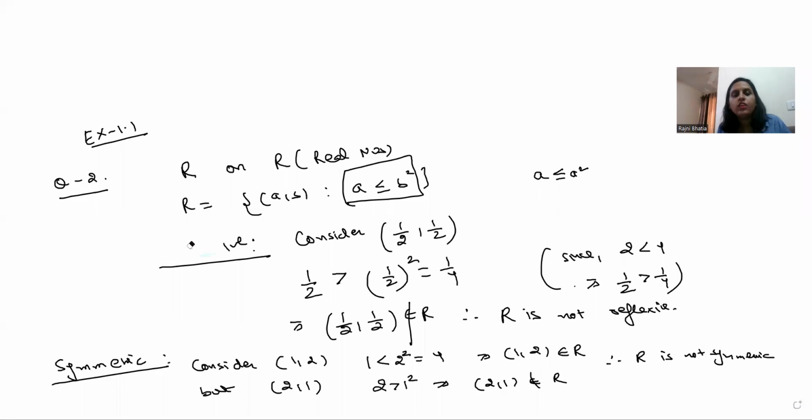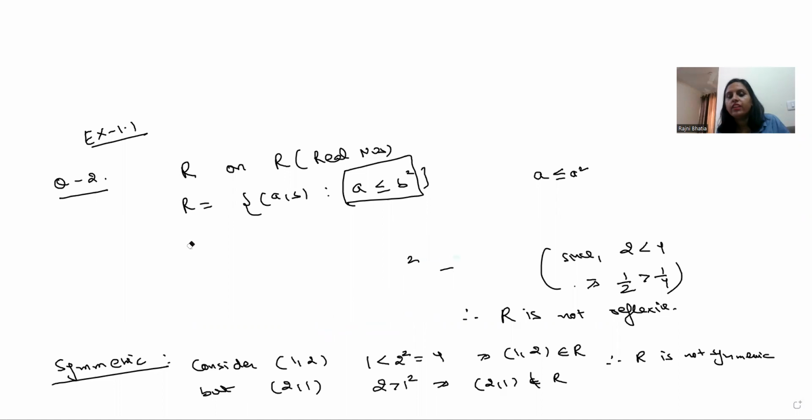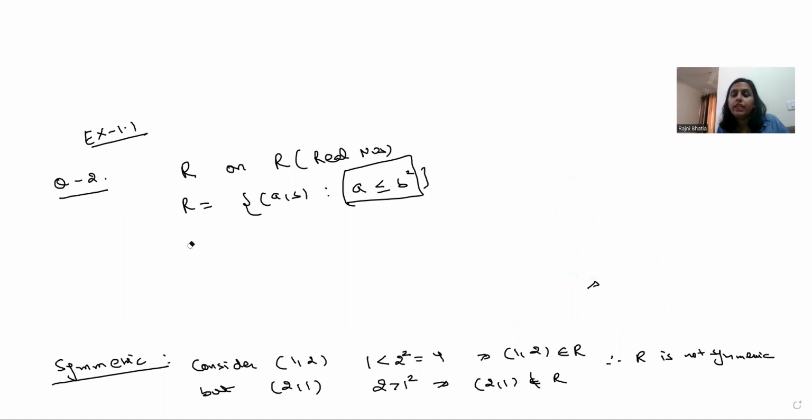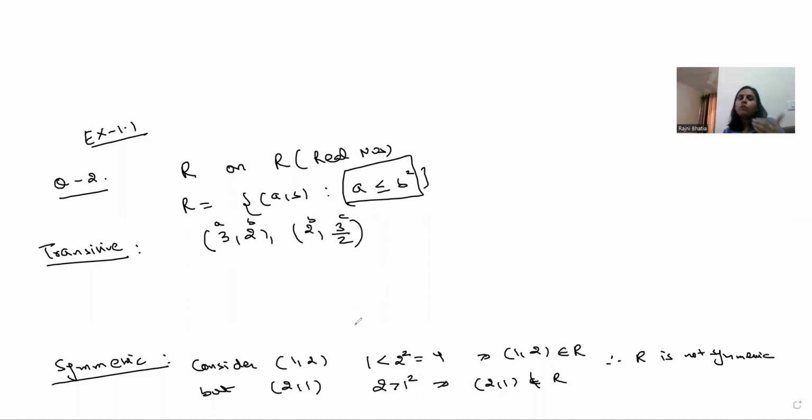Now we need to talk about the transitivity. For transitivity, we have to find numbers (a, b), (b, c), such that both of them belong to R, but (a, c) does not belong to R. Because in the question, we have been asked to prove that this is not transitive. We have to think of an example. If we take this example as (3, 2) and (2, 3/2), I'll take this as (a, b) and this as (b, c). Now what I will prove is that (a, b) belongs to R. I'll prove that (b, c) also belongs to R, but (a, c) does not belong to R.